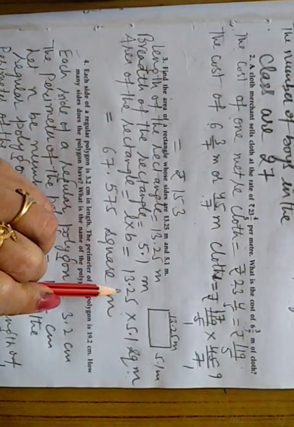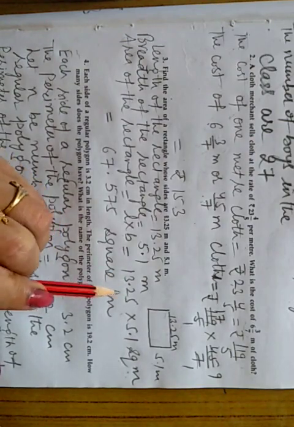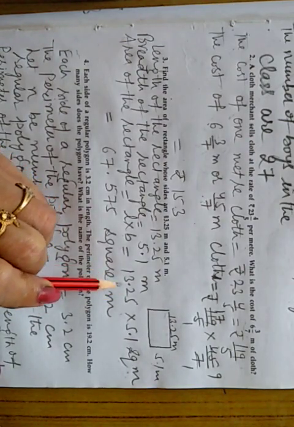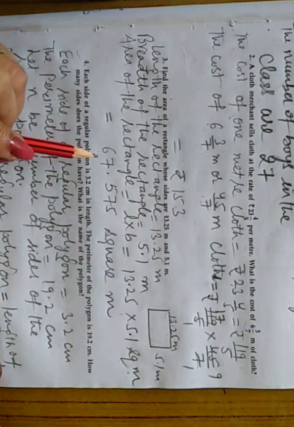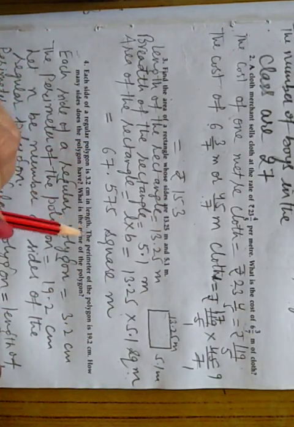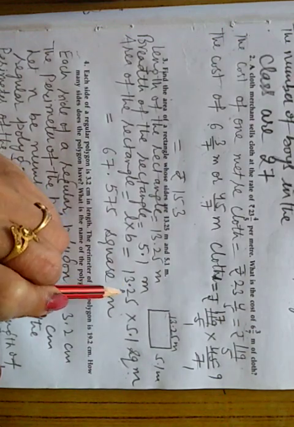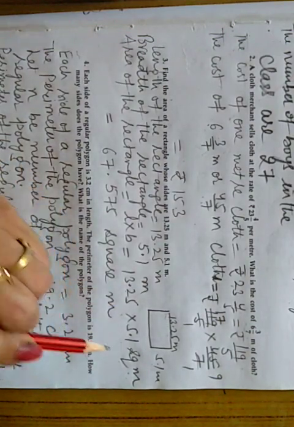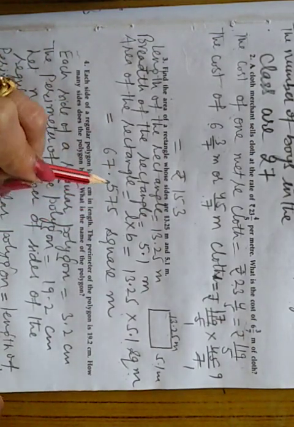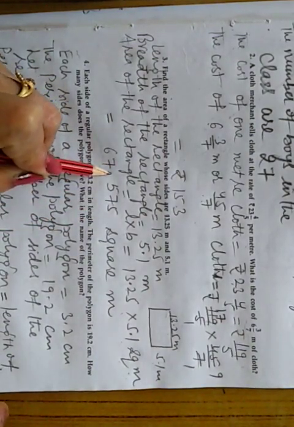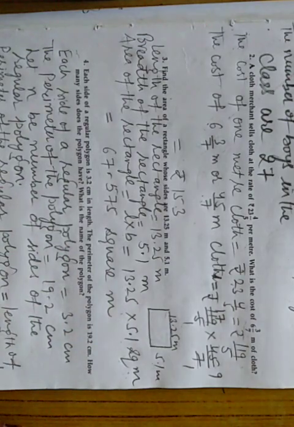So ignoring the decimal point, you will multiply 1325 by 51. What will you get? You will get 67,575. And after the decimal, how many digits are there? 1, 2 and here 3. So from your right you will leave 1, 2, 3 digits and place the decimal. Okay, you should do the multiplication yourself also.